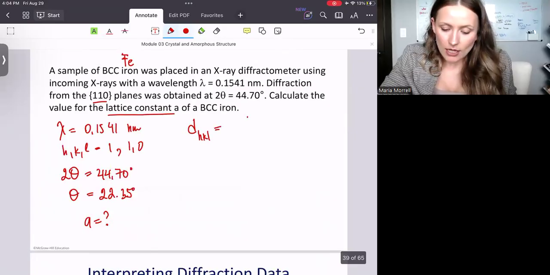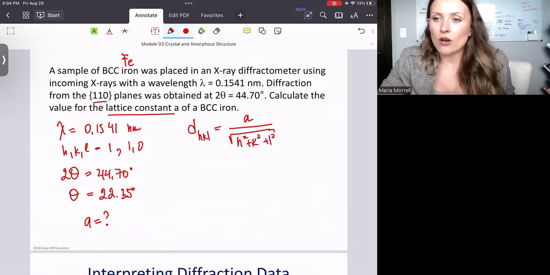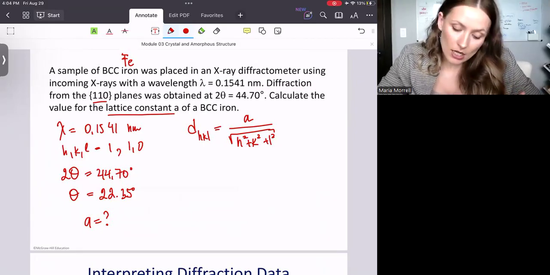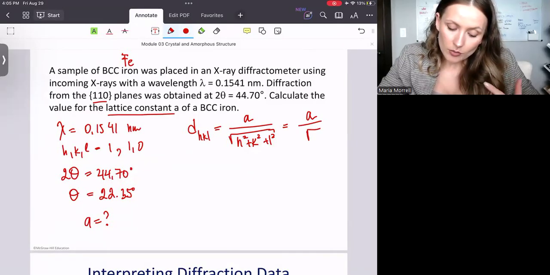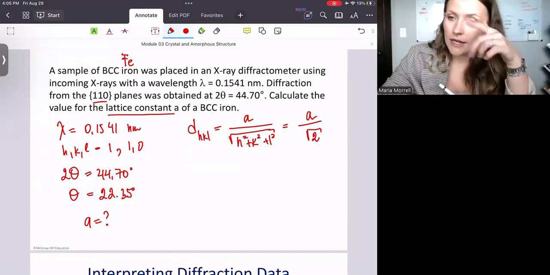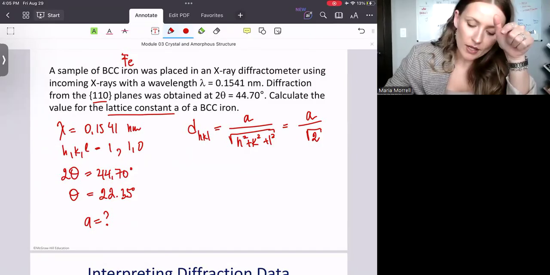Is equal to A divided by the square root, and I will remind you the equation, H squared plus K squared plus L squared, which are the Miller indices, and they are given to us, right? It's 110. So if I plug in the numbers, I will end up with A divided by the square root of 1 squared plus 1 squared plus 0 squared. That would give me the square root of 2, right? Now, for me to find A, I need to know the interplanar spacing, right?